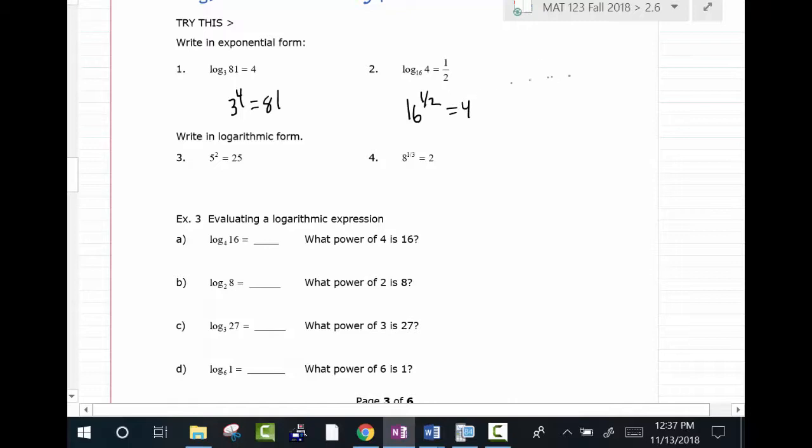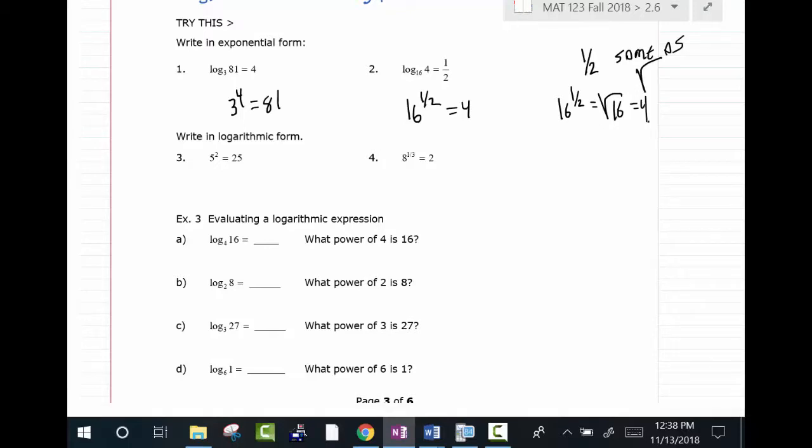Now, one thing that you may or may not know is when you have a 1/2 power, that's the same as a square root. Now, that's worth writing down because you'll see that a little bit if you don't know that. So 16 to the 1/2 is the same thing as the square root of 16. Now, the square root of 16 is 4 because 4 times 4 is 16. Okay, some of you have seen that. Some of you maybe haven't seen that. Okay. All right, the next one.